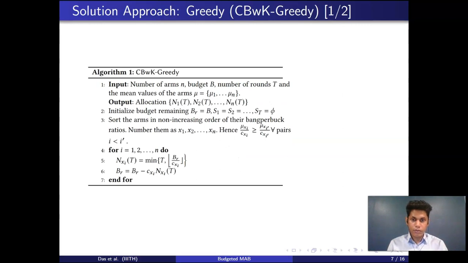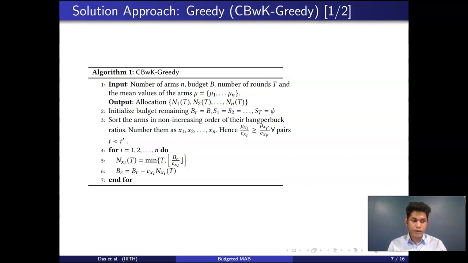Having stated the problem, now we try to solve it. We have two approaches in our paper. The first one being a greedy approach. Here we first solve the offline setting, where we assume that we know the mean values.